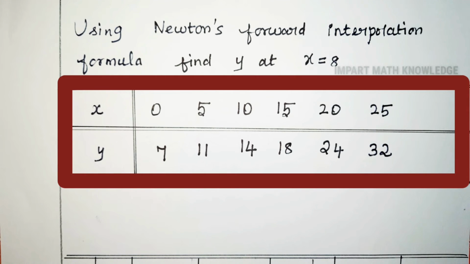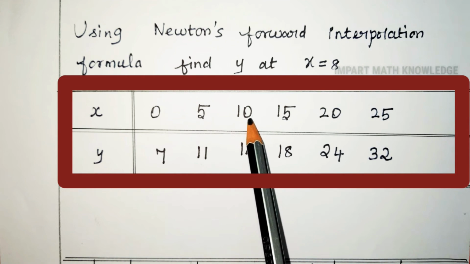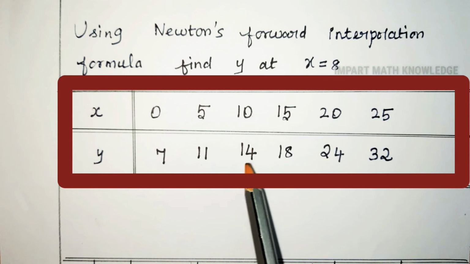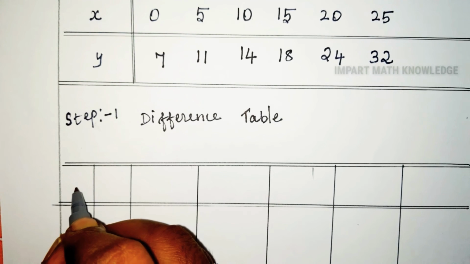Now the question is, using Newton's forward interpolation formula, find the value of y at x is equal to 8. Here x and y values are given. We have to find the y value at x is equal to 8. 8 comes in between 5 and 10, so the value of y lies between 11 and 14. First we write the difference table.